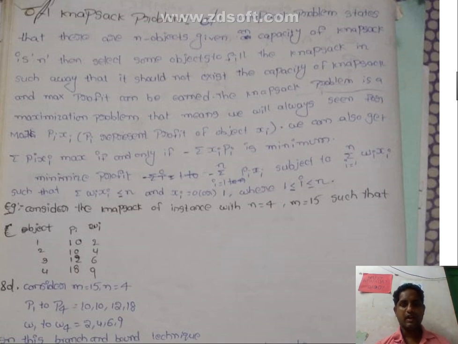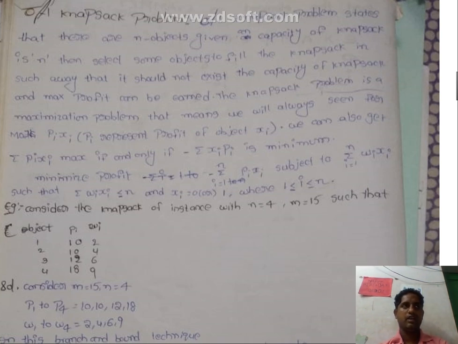Minimize minus sigma i equal to 1 to n pi xi, subject to the constraint sigma wi xi less than or equal to m, and xi equal to 0 or 1, where 1 less than or equal to i less than or equal to n. So using the branch and bound technique for the 0-1 knapsack problem, we can get the maximum profit. So it will depend upon the capacity.